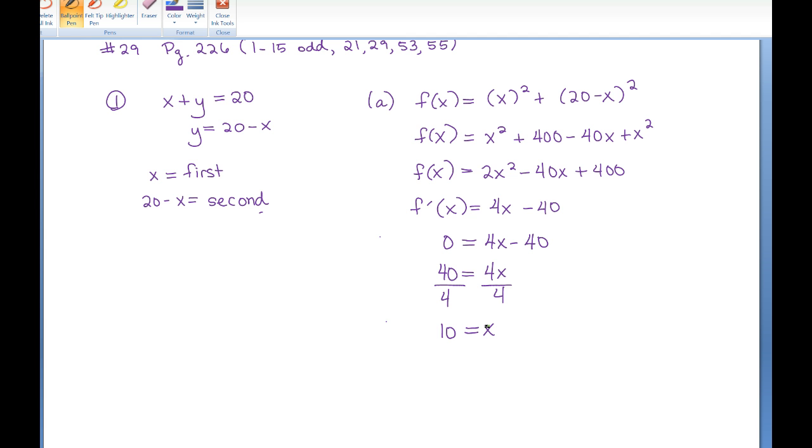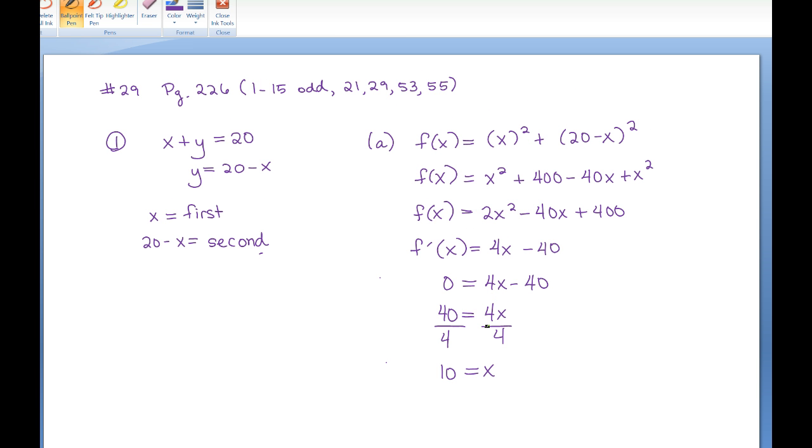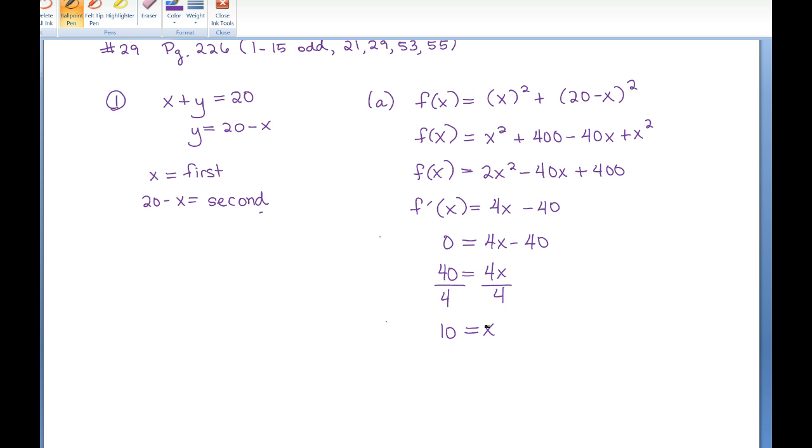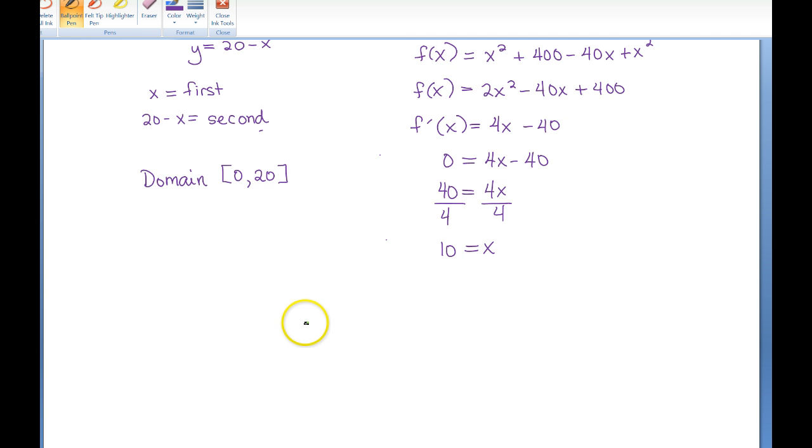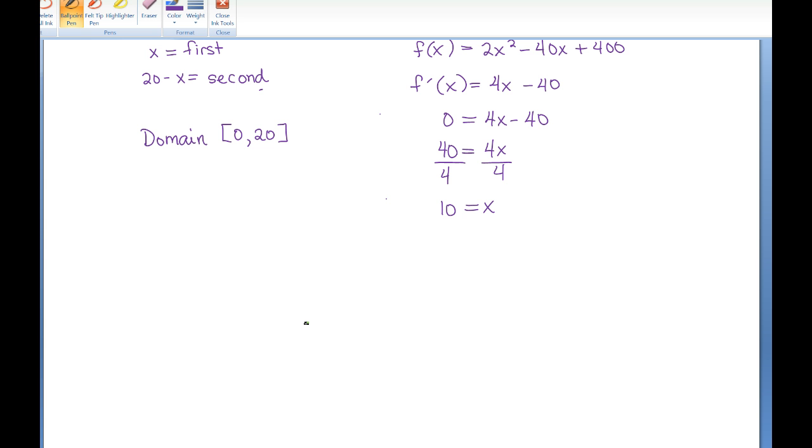Now, one of the things that we didn't consider from the beginning, if you look at two numbers and they're non-negative, so if we're looking at two numbers that have a sum of 20, the domain has to be 0 to 20. So the smallest one of them would be 0 and the largest would be 20. So consider those as our endpoints.